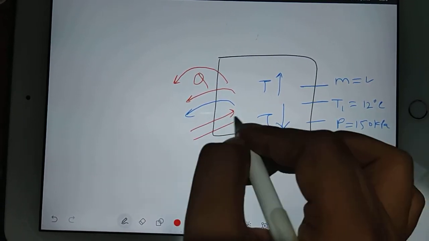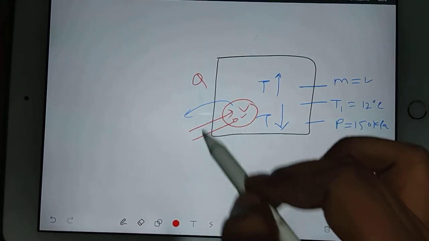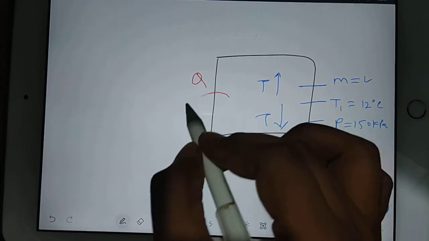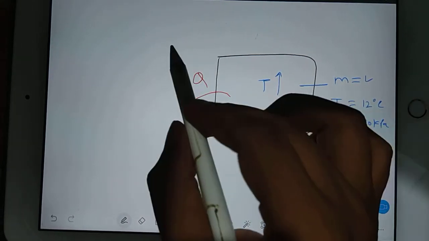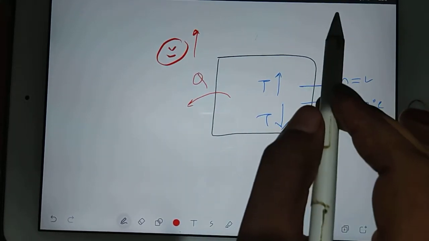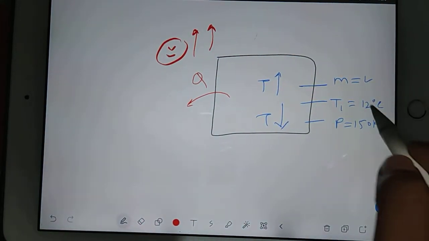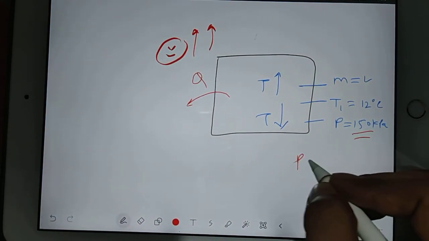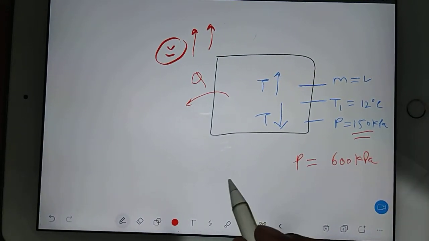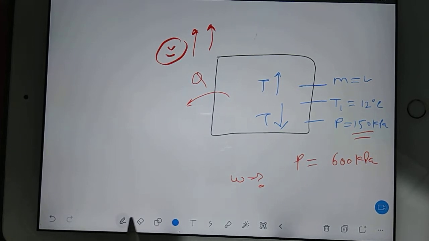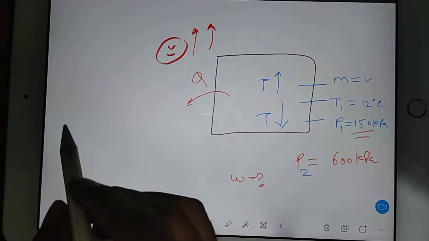Whenever you heat, the object will try to expand. Whenever you take the heat out, the object will try to compress. So currently we are taking the heat out, so of course you have to compress. In compression, pressure always increases. So you can see here from 150 kilopascal you are getting a new pressure, that is 600 kilopascal. And they are asking what will be the work done. To understand, put here 1, put here 2.